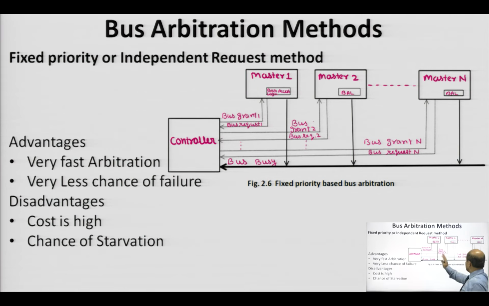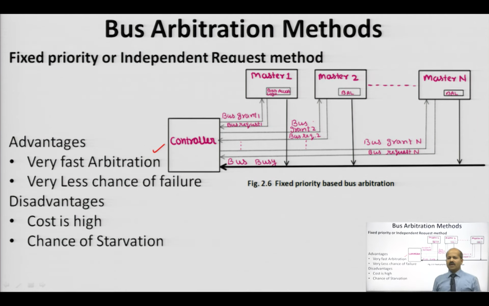So, based on priority, the bus grant signal will be issued, and the priority is decided by the priority decoder in the controller. Whichever master has high priority will get access to the bus. That is the major change in this priority based method. There are various advantages in this case. Arbitration is very fast; it is the fastest one.